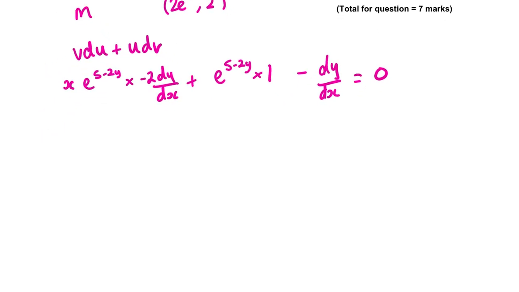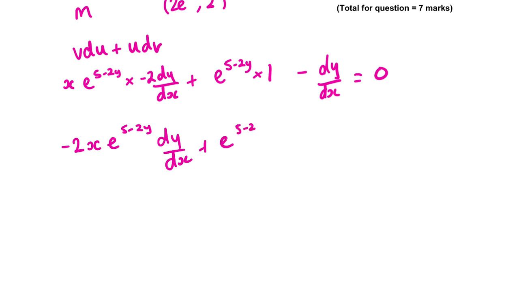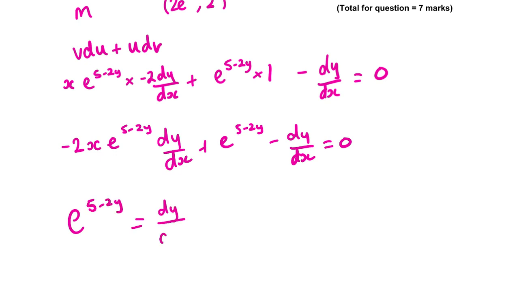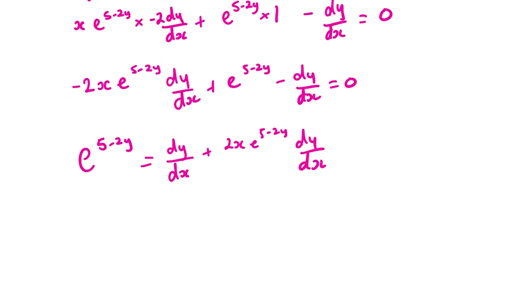Okay, so now I need to simplify this. So I am going to have minus 2x e to the 5 minus 2y dy by dx plus e to the 5 minus 2y minus dy by dx equals 0. I'm going to move everything to the right hand side to get rid of the negatives. So I'm going to get e to the 5 minus 2y equals dy by dx plus 2x e to the 5 minus 2y dy by dx. I now need to factorise out dy by dx.